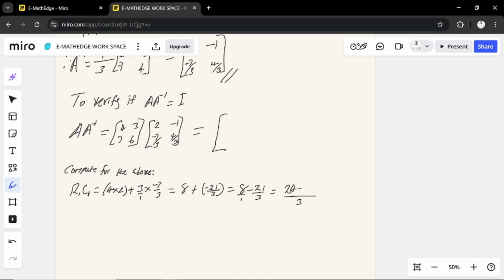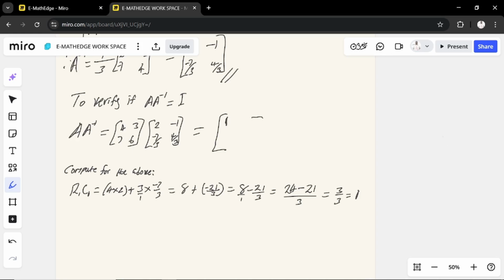Mind you, we have a minus sign here. 3 divided by this denominator, which is 3, is going to give us 1. So that 1 multiplied by 21, which is this numerator, is going to give us 21, such that 24 minus 21 is going to give us 3 all over 3, which will finally give us 1. So that's to say the element in the first row, first column, is going to be 1.